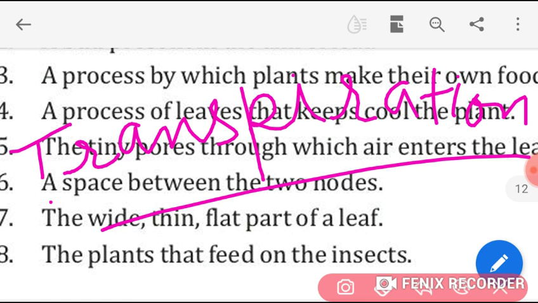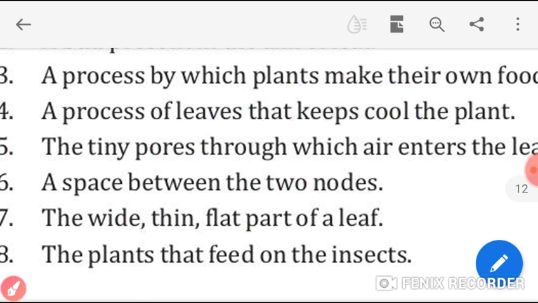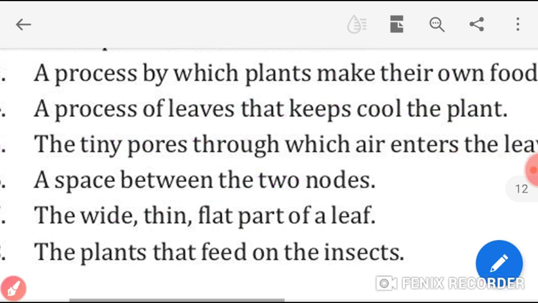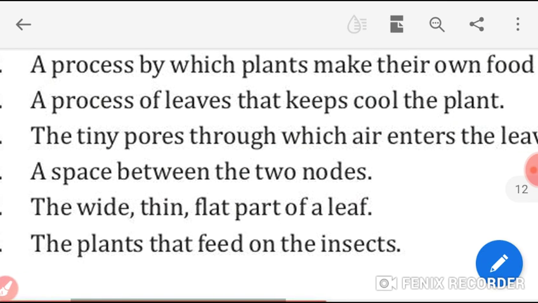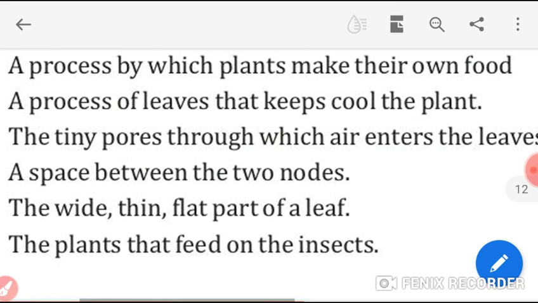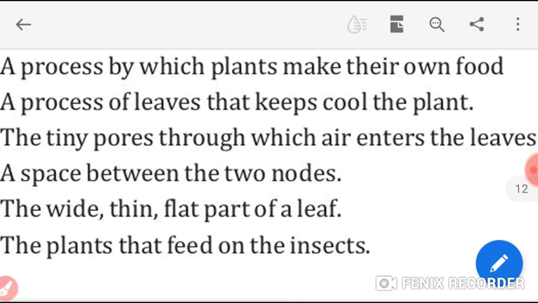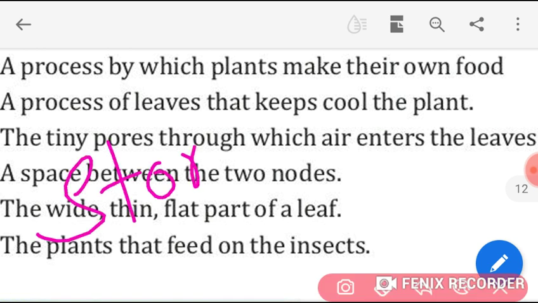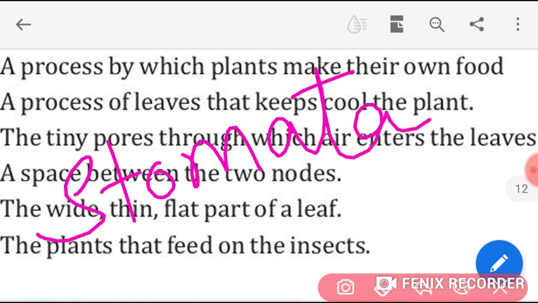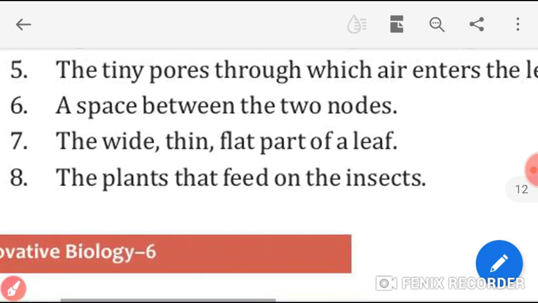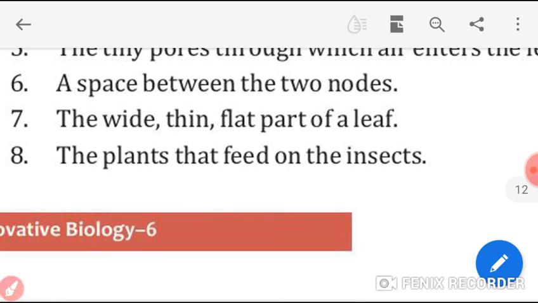Now come on question number 5. The tiny pores through which air enters the leaves. What is the answer of this question? The answer is stomata. Stomata.